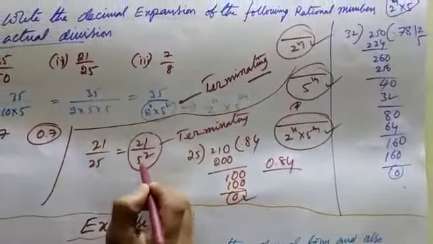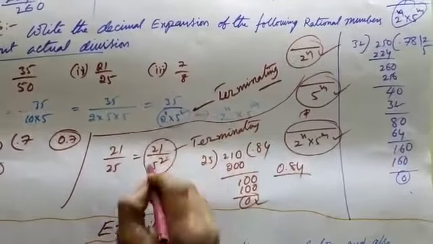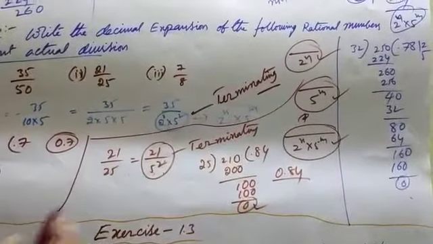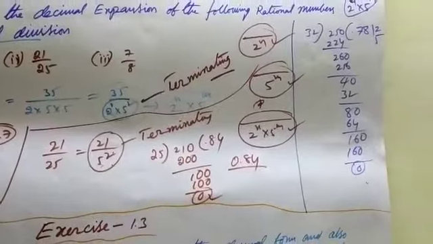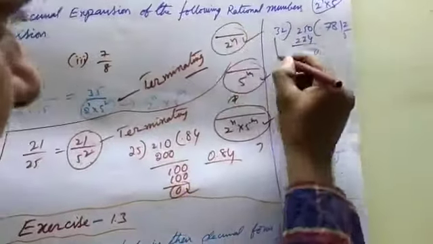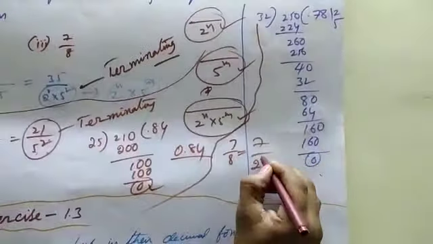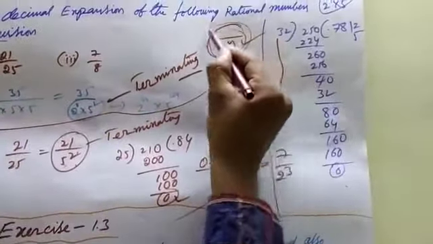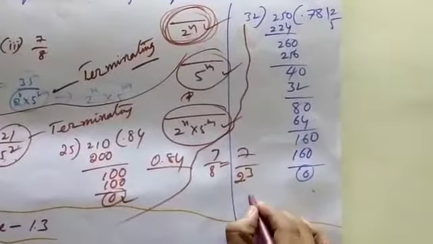See, the denominator portion 5 power or 2 power, or the combination of 2 power n into 5 power m, whatever it may be, that is called terminating. 7 by 8. 7 by 8 is also terminating. Yes, like this. See, 7 by 8. What is the meaning of 7 by 8? 7 by 8 means in terms of 2 cubed, 7 by 2 cubed. This is in the form of anything by 2 power n.